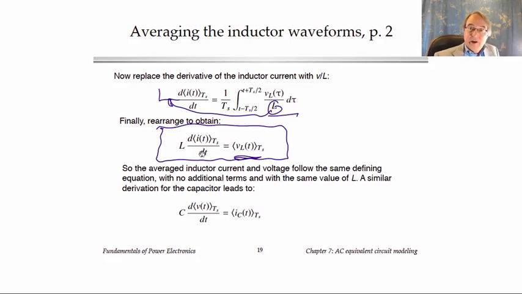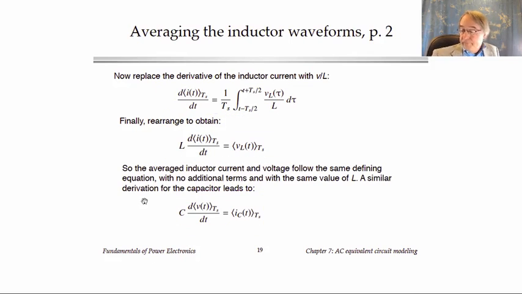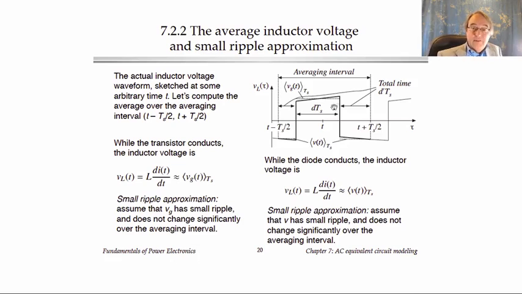You can apply the same arguments to capacitors, and so for a capacitor we get a similar kind of equation. Okay, so let's look at the mechanics then of actually computing this average formally. The first thing I should say is that this definition of the average is not synchronized with the beginning of the switching period in general. This moving average is a function of time that doesn't hop from one switching period to the next.